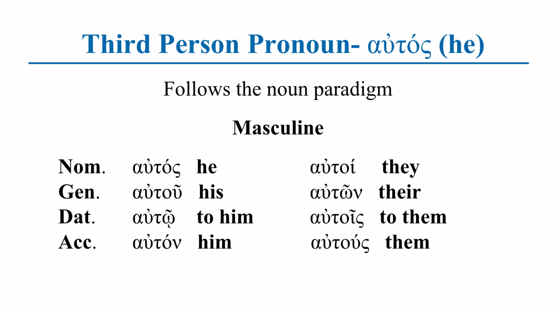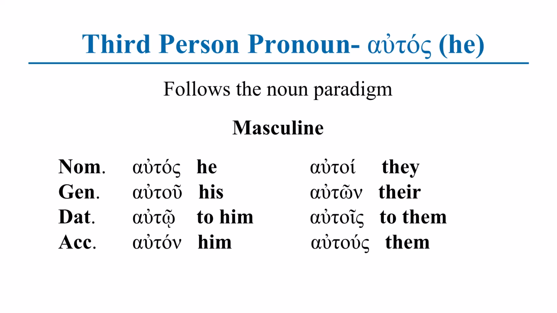So let's look at the third person pronoun in the masculine. You have autos, meaning he. You have autou, meaning his. You have autō, meaning to him. You have auton, meaning him. Remember, nominative shows subject in the sentence. Genitive shows possession. That's why it's his.